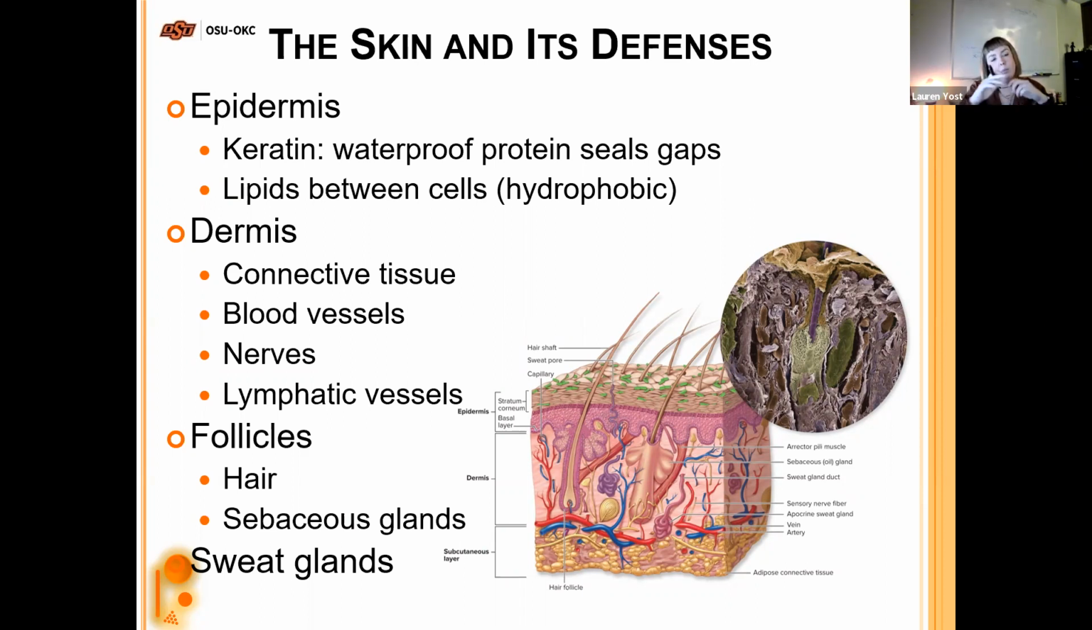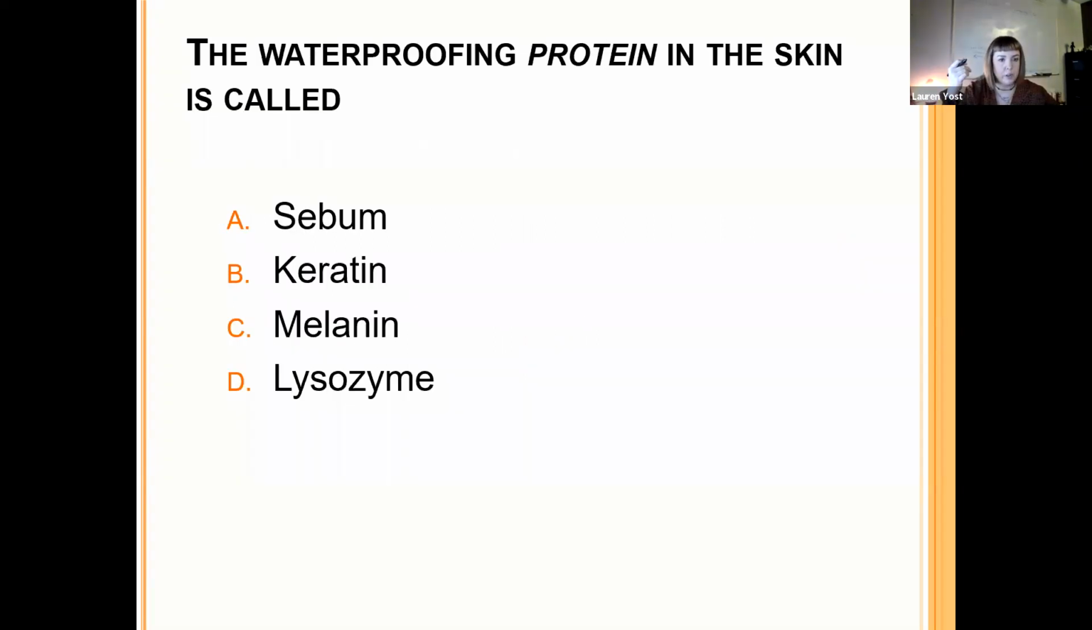Then there are the follicles where the hair is growing. The hairs themselves are not going to be able to be infected by anything, because they're not alive. Then we have sebaceous glands that produce oil, and sweat glands. We've talked about this in previous chapters. So that waterproofing protein we were talking about was keratin, if you remember correctly.